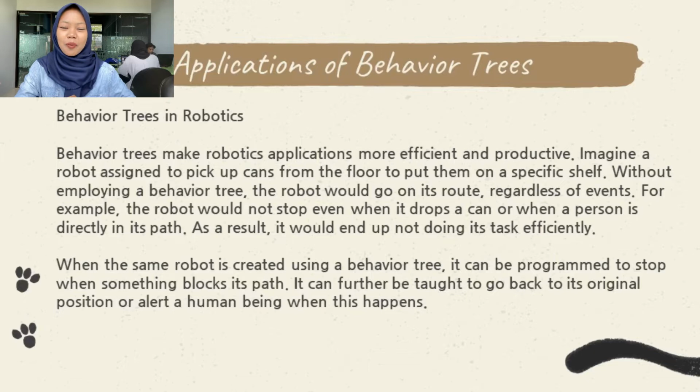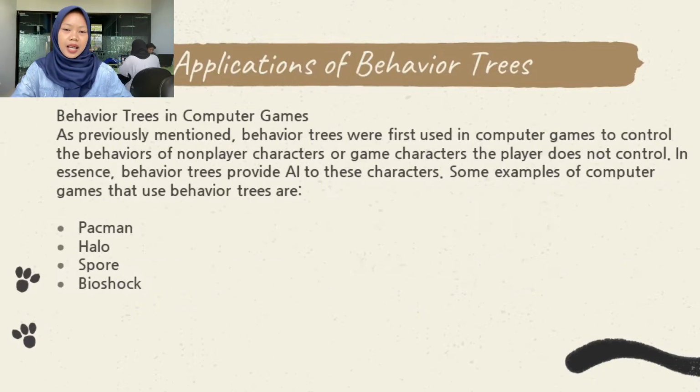When the same robot is created using a behavior tree, it can be programmed to stop when something blocks its path. It can further be taught to go back to its original position or alert a human being when this happens. And next, behavior trees in computer games.